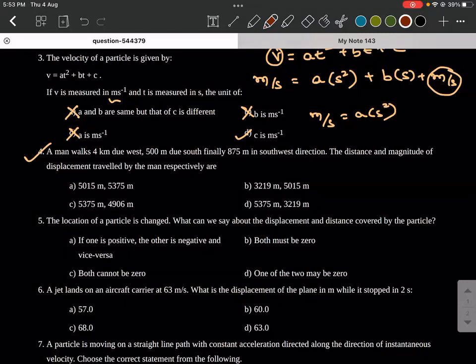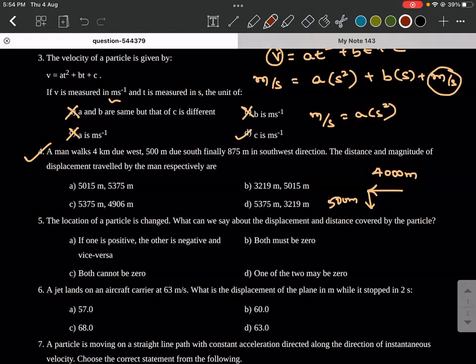A man walks 4 kilometers due west. Due west, he walks 4 kilometers. And 500 meter. So 4 kilometers, how many meters? 4,000 meter. And from there, he walks due south by, and how much distance is he covering? 500 meter. And finally, 875 in the southwest direction.